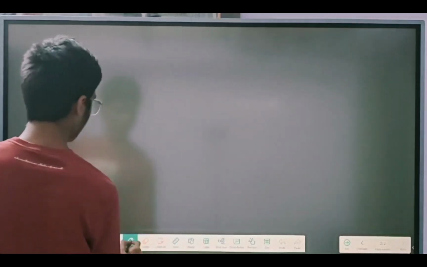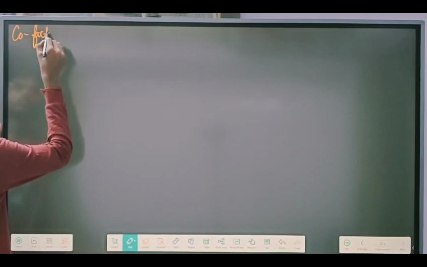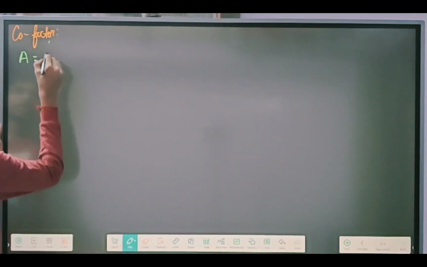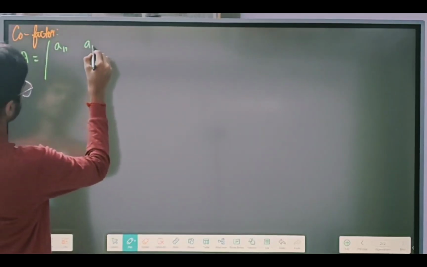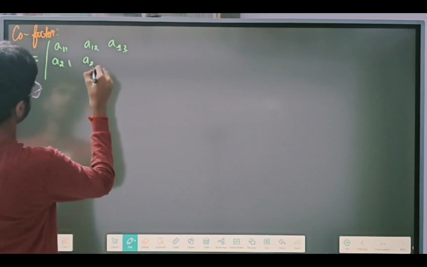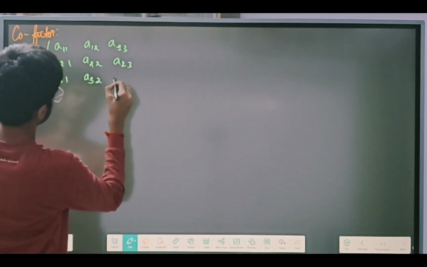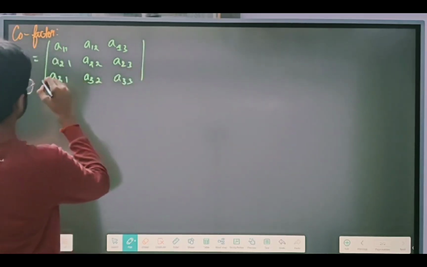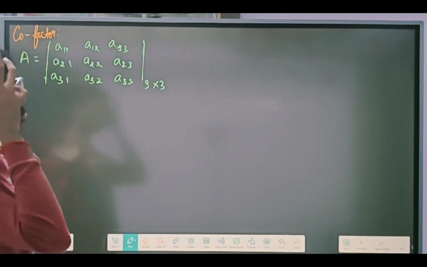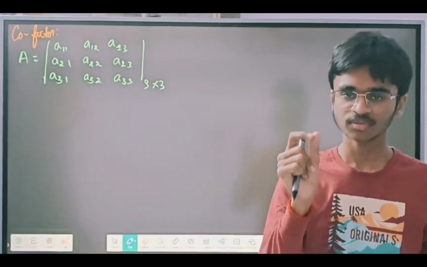Next is cofactor. What is a cofactor? I'm going to consider the same matrix: A11, A12, A13, A21, A22, A23, A31, A32, A33. So what is going to be its cofactor? First you have to find the minor.